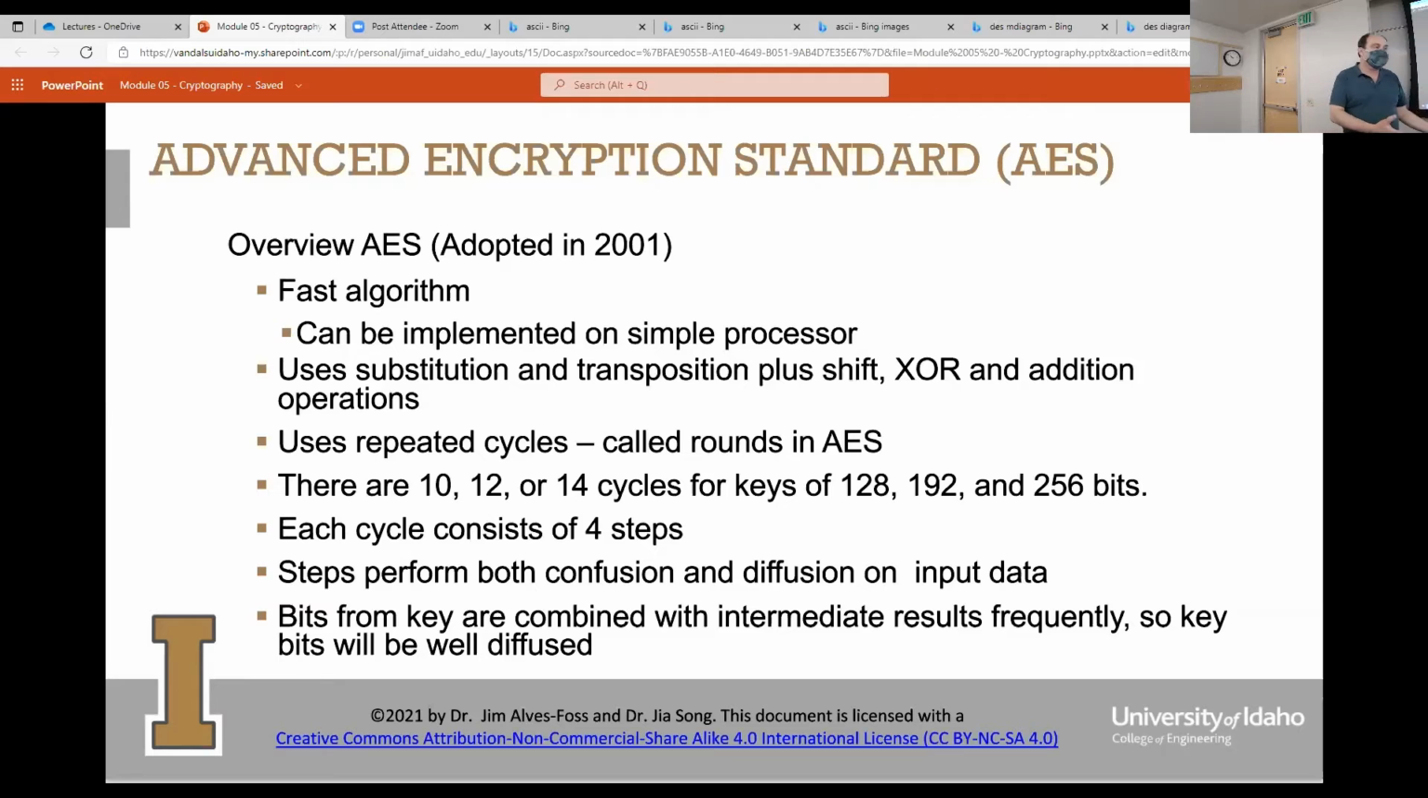They picked like 6, went through much further rigorous worldwide analysis of these, and then came up with this one. So it also uses substitution, transposition, and shifting things around, and exclusive OR and addition operations. No multiplication, because multiplication is slow. But substitution, permutation, shift, exclusive OR, all are fast. It uses repeated cycles, they're called rounds. It has 3 different key sizes. You can use a 128-bit key, 192-bit key, or a 256-bit key. And then it uses 10, 12, or 14 cycles for the keys. And each cycle consists of 4 steps. The steps perform both confusion and diffusion on the input data. And the bits from the key are combined with intermediate results frequently, so the key bits are also well diffused. And it's all implemented so it could be done in hardware.